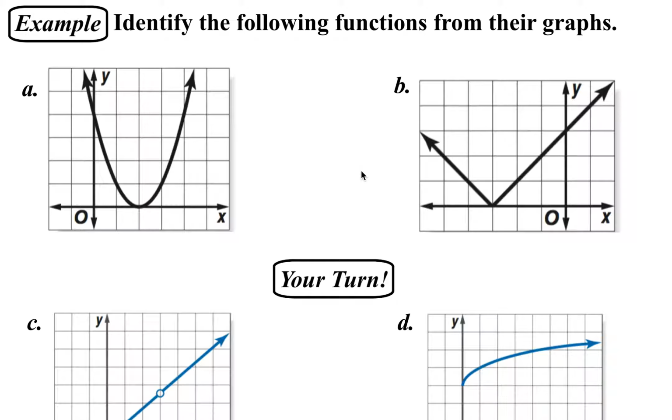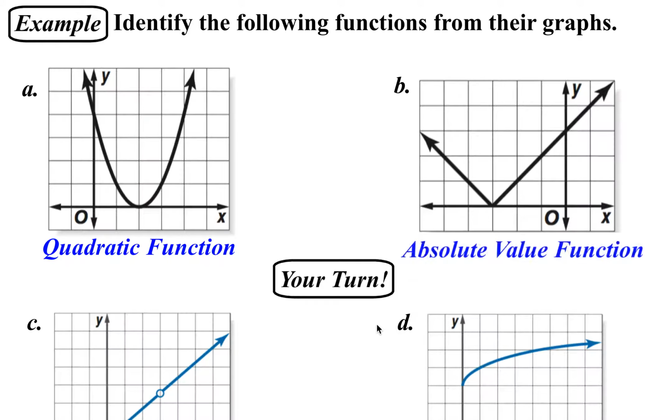So just some examples. Our example says to identify the following functions from their graphs. So first of all, letter A. I think all of you could probably identify this. It's a parabola. So it is a quadratic function. Letter B, this one has the shape of a V, so we know that that one is an absolute value function. So I've included 2 for you to figure out. Letter C might be a little bit tricky, so see what you can come up with for letters C and D.